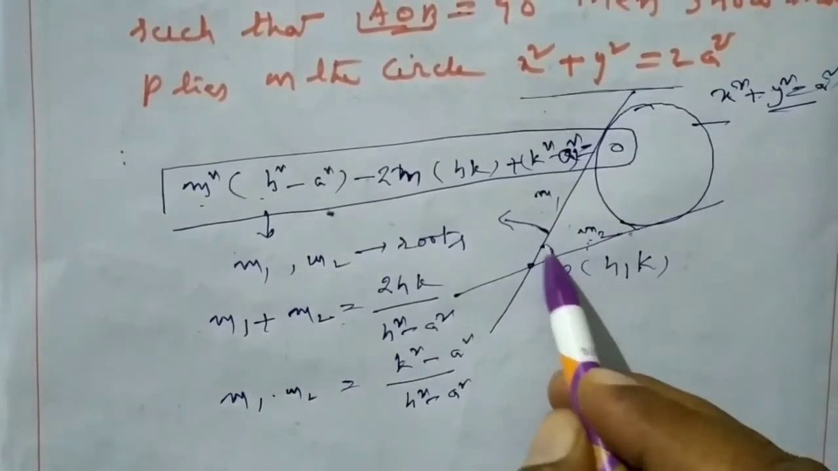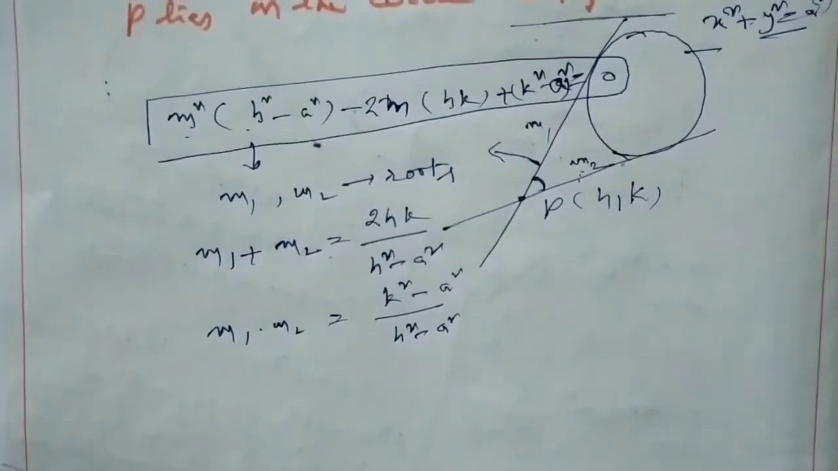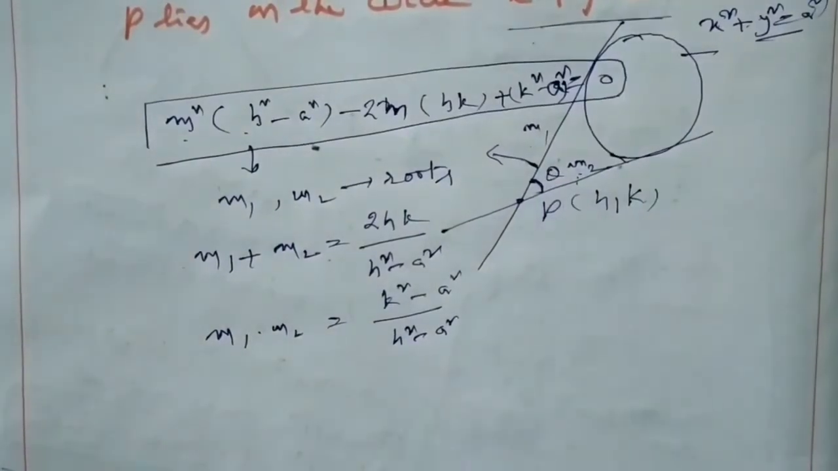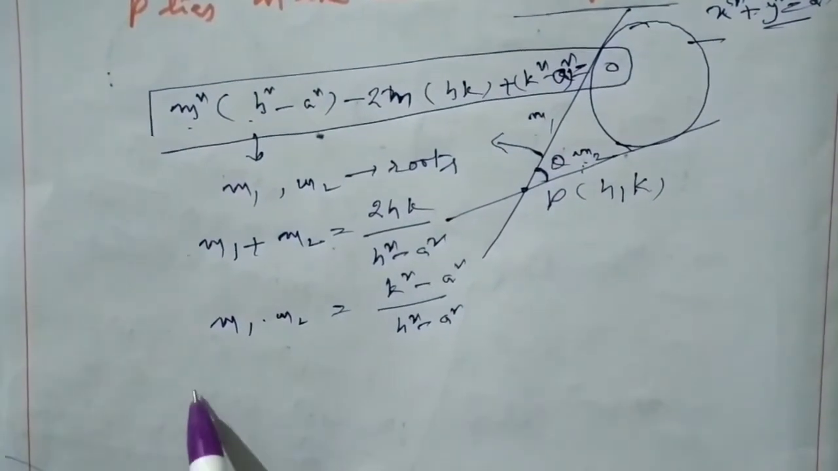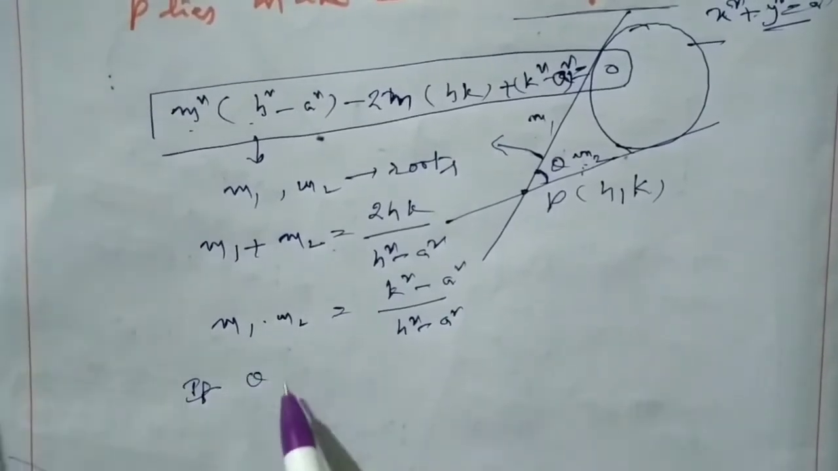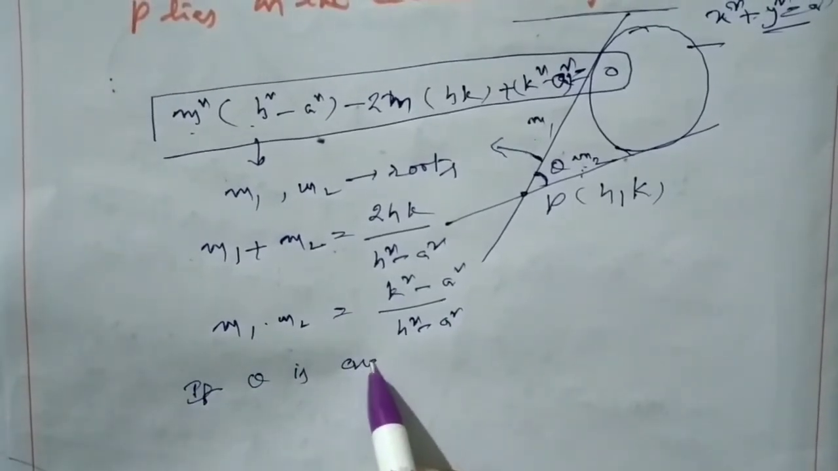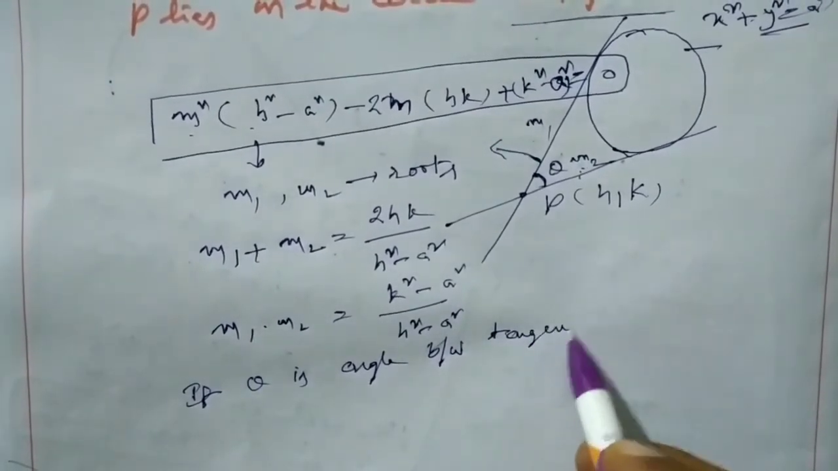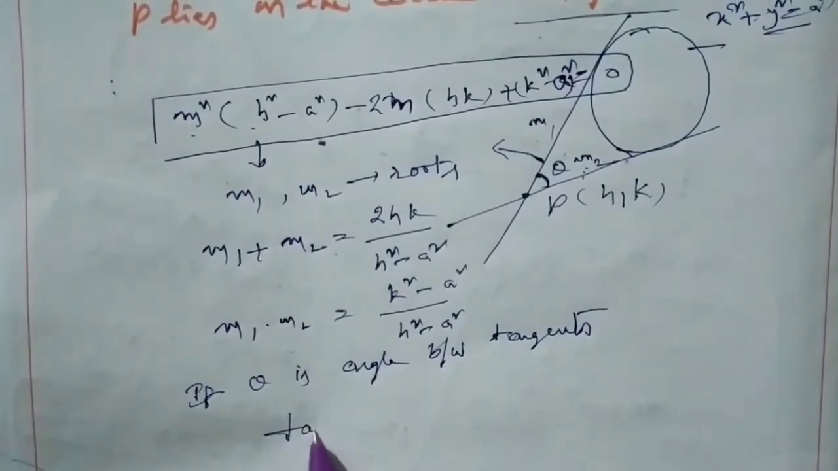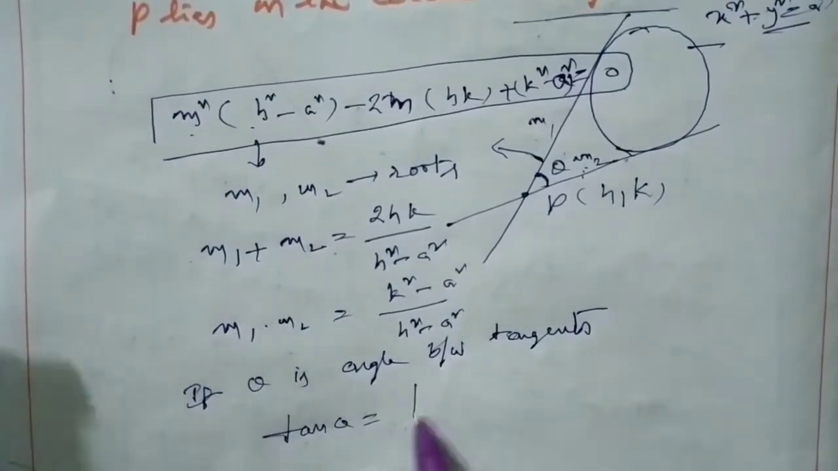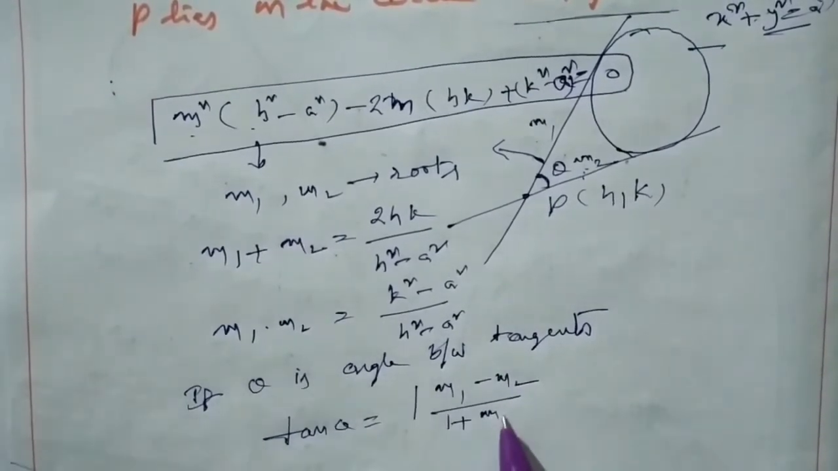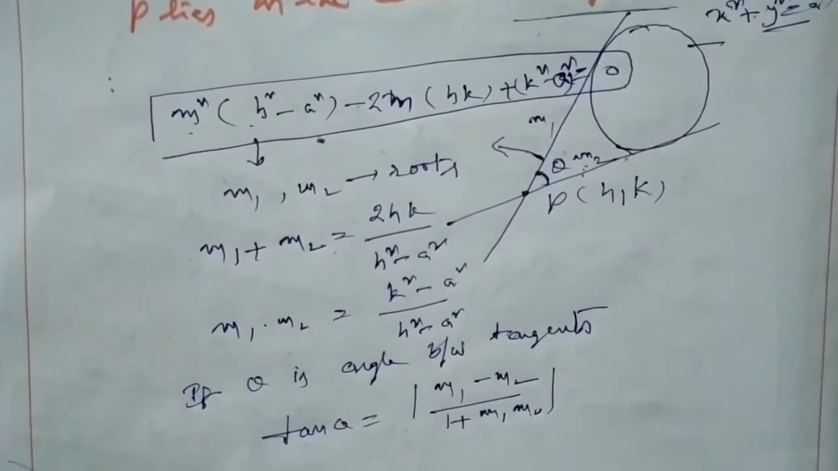And moreover, the angle between the tangents is given. Whenever the angle between the tangents is given, we can relate it in terms of slopes. If theta is the angle between the tangents, tan theta is equal to modulus of m1 minus m2 by 1 plus m1 m2 for an acute angle.